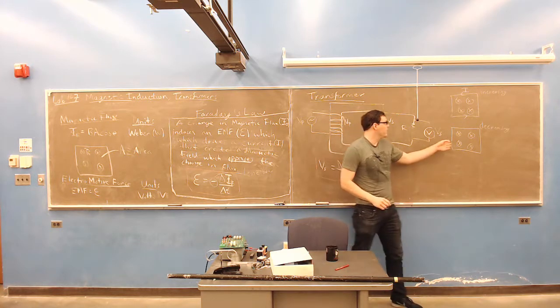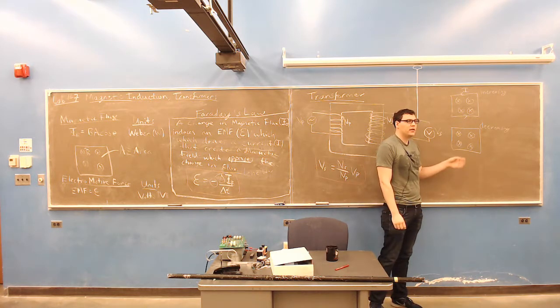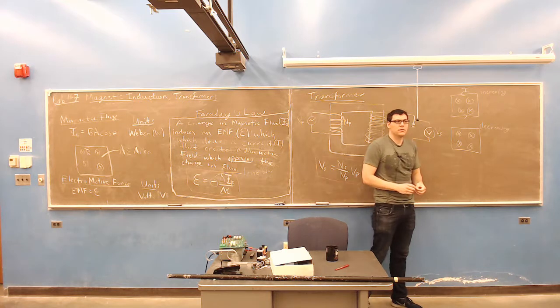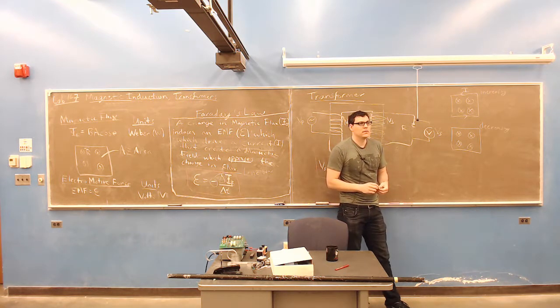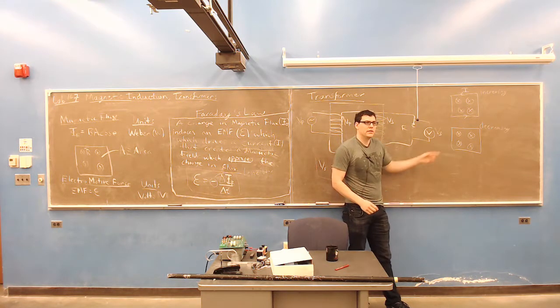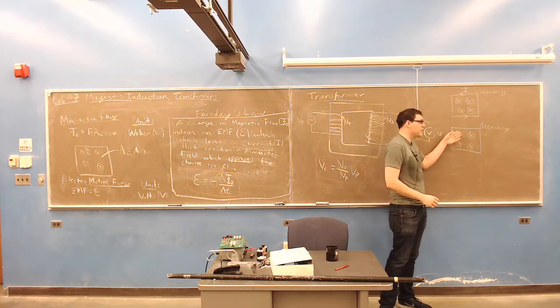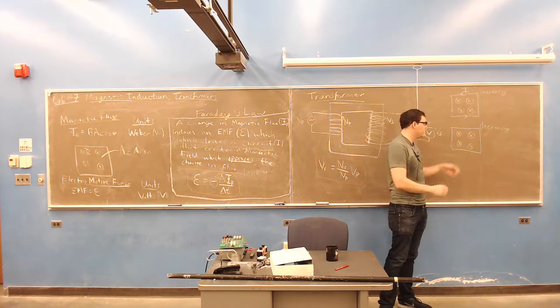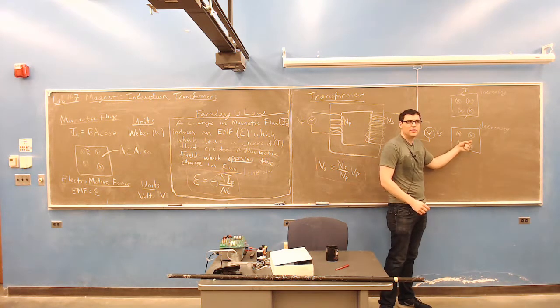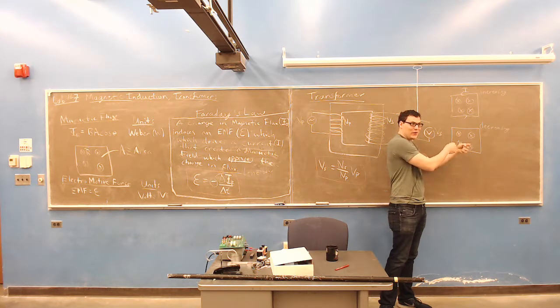So we have B field into the board. Which way is the change in flux? It's decreasing, right? So the change in flux, it's getting smaller and smaller and smaller. The change is in this direction. Does that make sense? So the B field's into the board, but the change is out of the board.